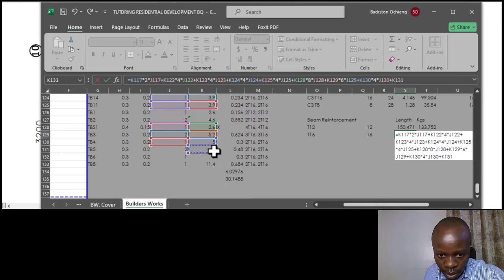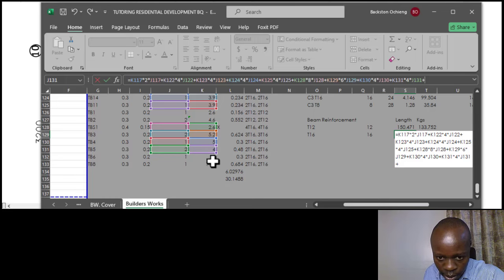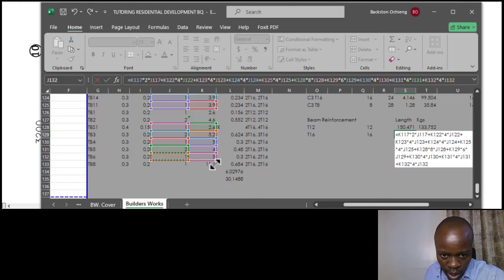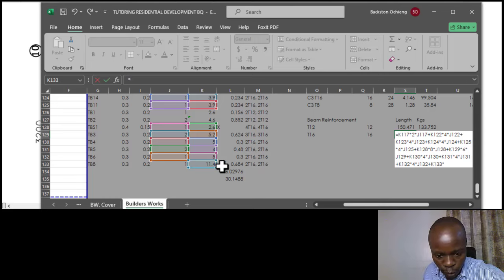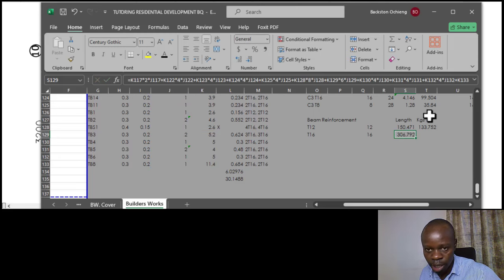then we add, this is the length, this is 2, which is giving us 4, times 2, then we add, the other one is also C16, so that is that, times 4, times 1, then lastly we take, this is also 216, that is 11, times now 4 bars, times 1, okay, that gives us a total, that is 306.